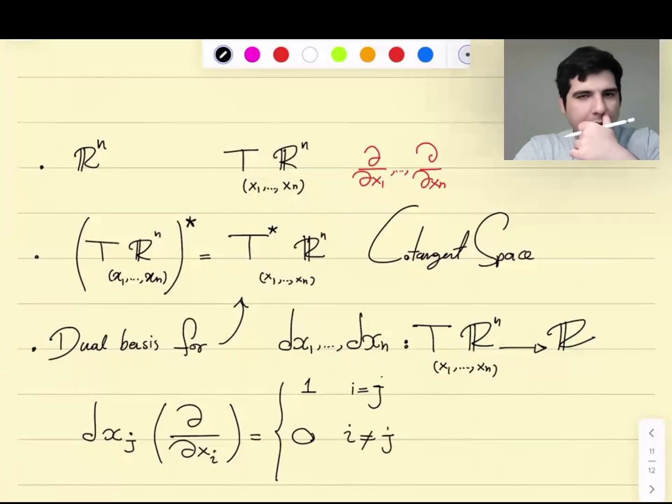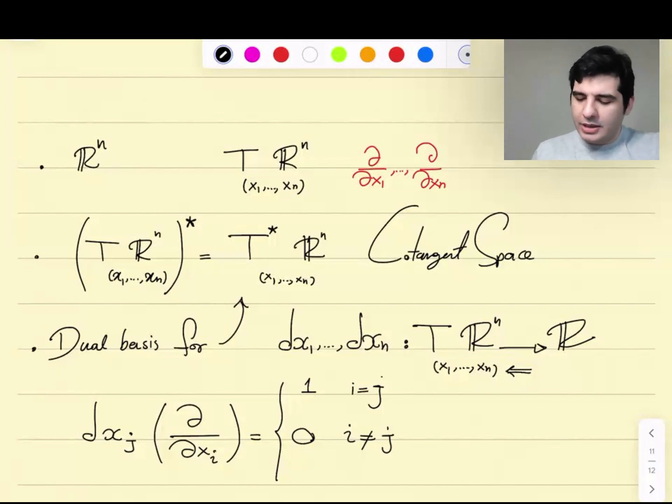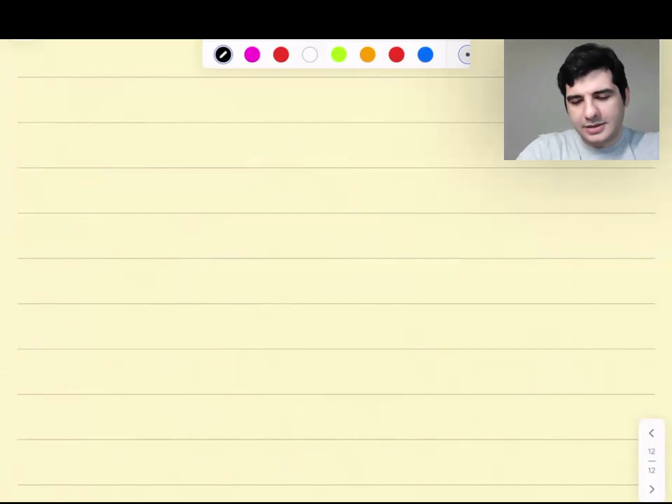The point is that we can extend the notion of tangent space to every point, and therefore partial x1 up to partial xn and dx1 up to dxn can be defined for any x1 to xn. So we usually think about them as globally defined on the whole space. So this is our notion of tangent and cotangent space.